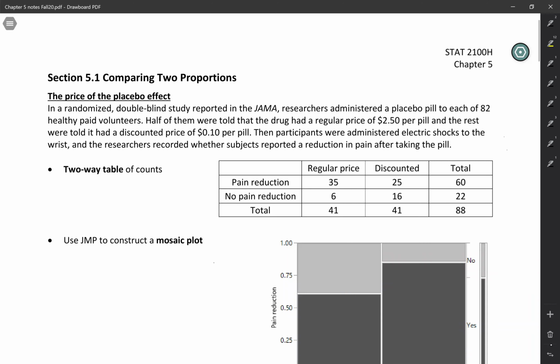Now that we finished the 4 pillars of inference, we're going to spend the rest of the course focused on studying relationships. And Chapter 5 is specifically about comparing two proportions.